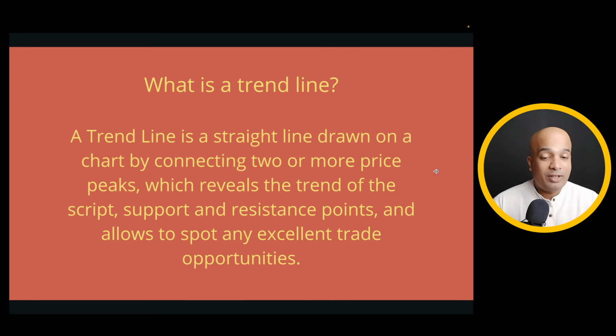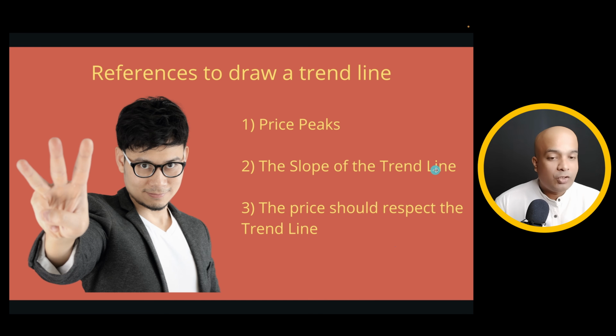So now, what is a trend line? A trend line is a straight line drawn on a chart connecting two or more price peaks, that is swing lows or swing highs, which reveals the trend of a stock, support and resistance points, and it helps us to take excellent trade opportunities. Okay. So now you should follow three references to draw a trend line: price peaks, the slope of the trend line, and the price should respect the trend line.